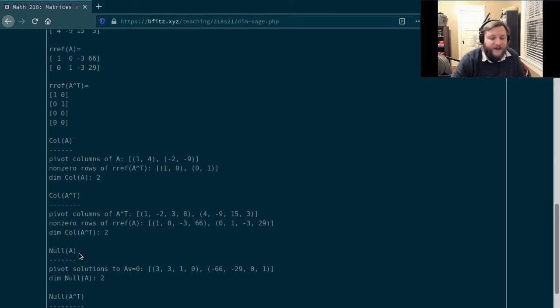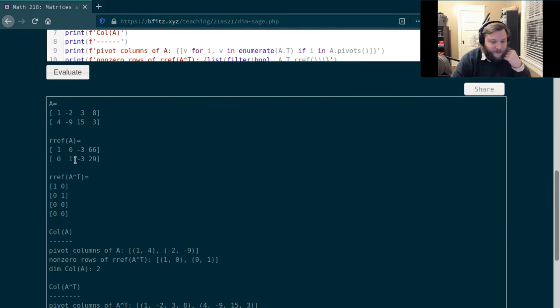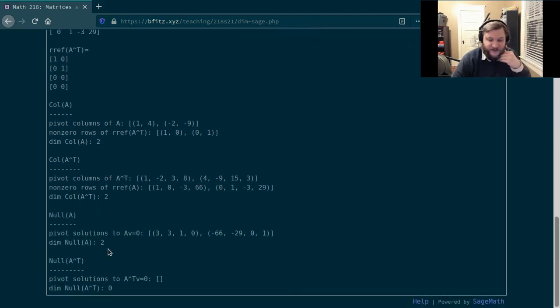What about the null space? We know that the dimension of the null space is the nullity. So we have one basis here that has 2 vectors in it. And if we go to the reduced row echelon form, we see that we have 2 non-pivot columns, which means that we get 2 vectors in the basis, which means the dimension is 2.